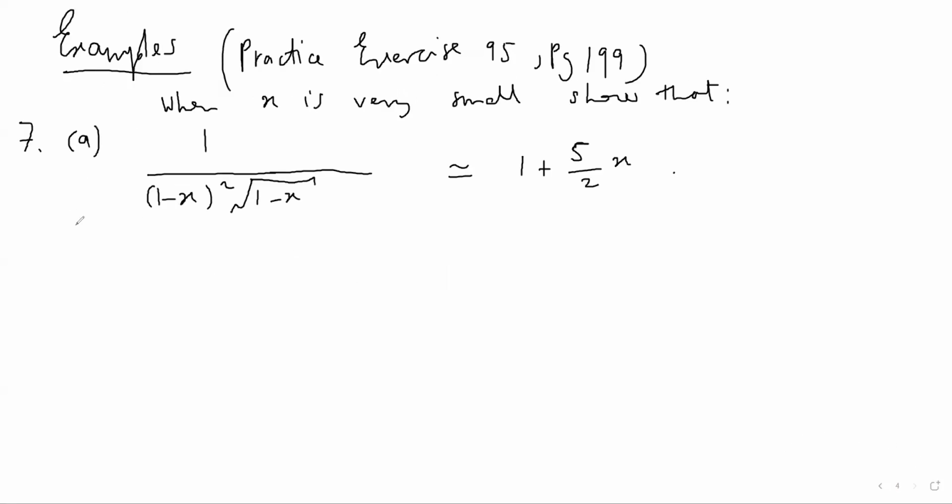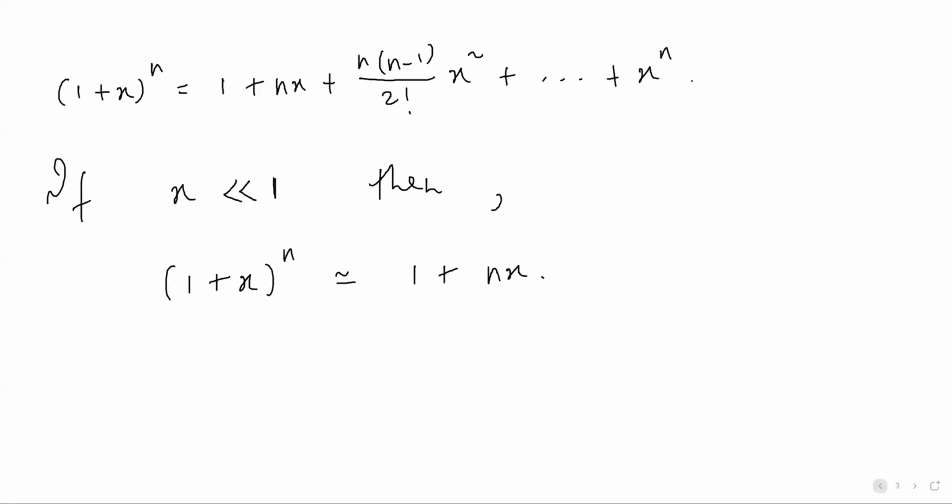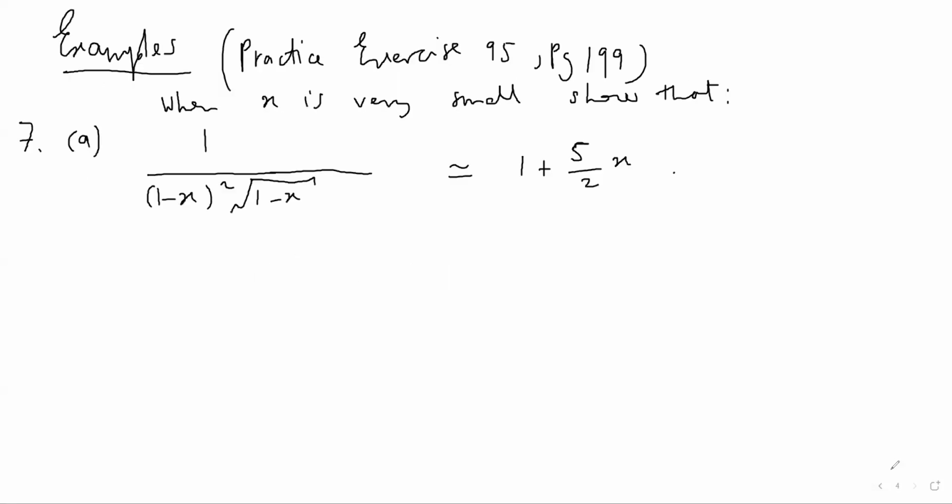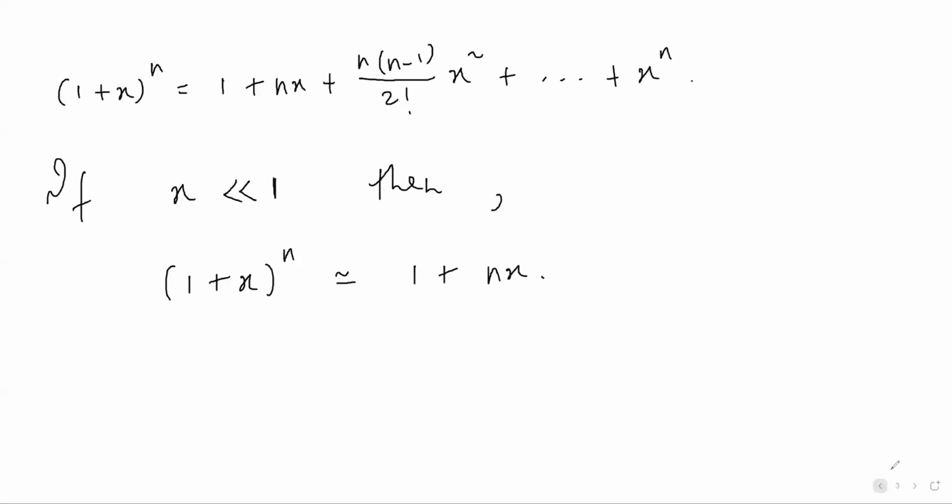So that we can apply this result properly, we're going to write 1 over (1 minus x) to the power 2 times the square root of (1 minus x) in the form of (1 plus x) to the n, so that we can easily apply this result.